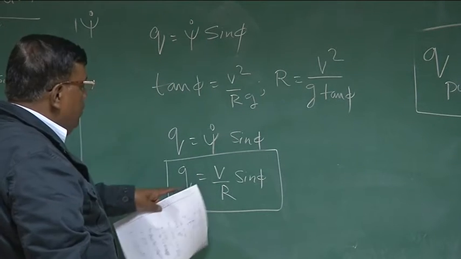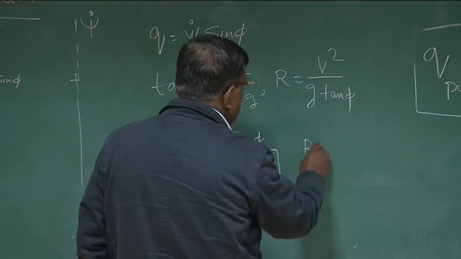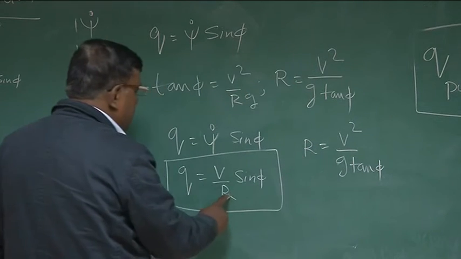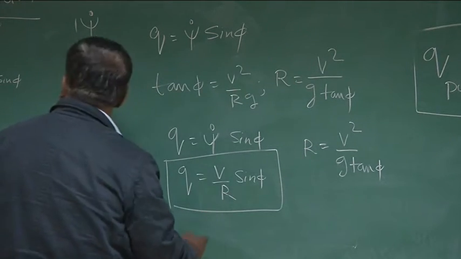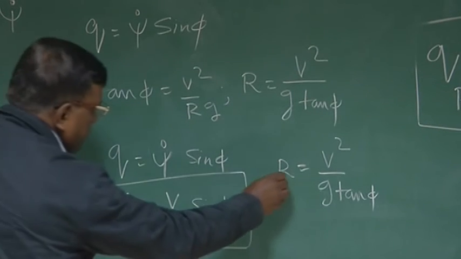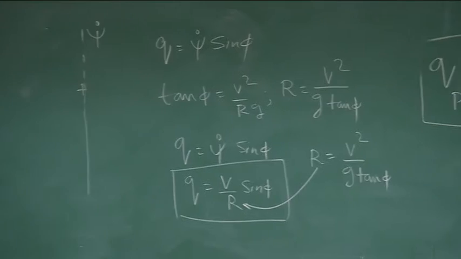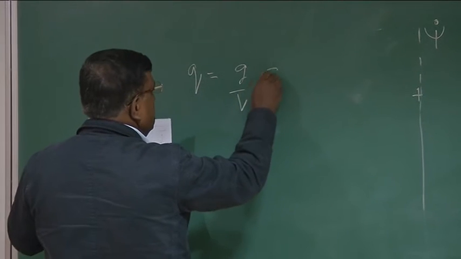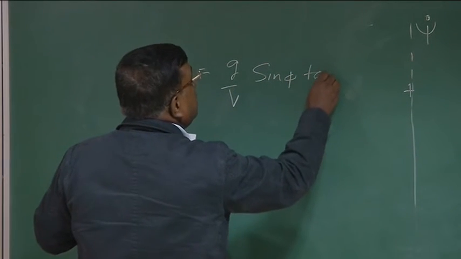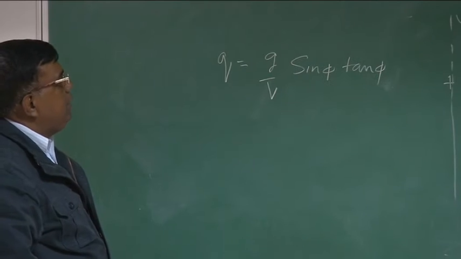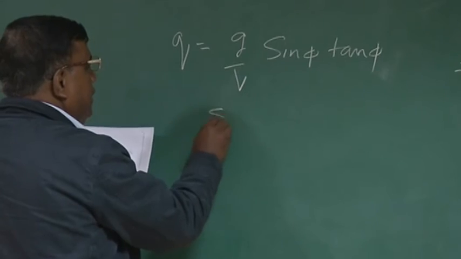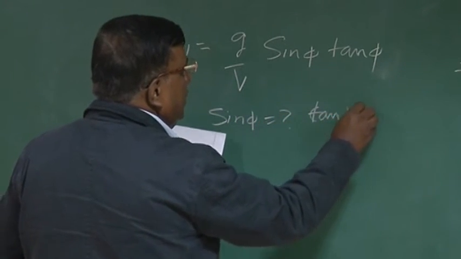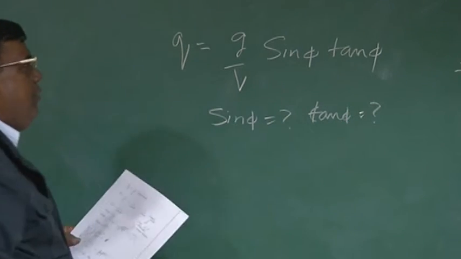After that, q equal to v by r sine phi, and r equal to v square by g tan phi. If I put r here, please do it yourself, then I will get q is equal to g by v sine phi tan phi. So q equal to g by v sine phi tan phi, and if I know sine phi and tan phi, I can put them here and get the expression for q.